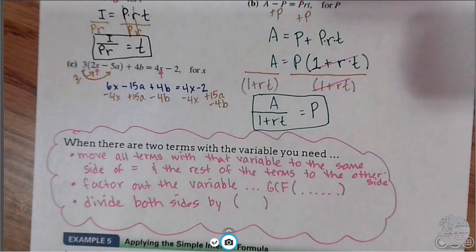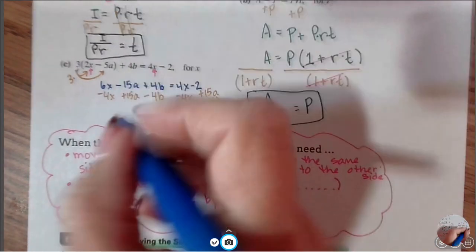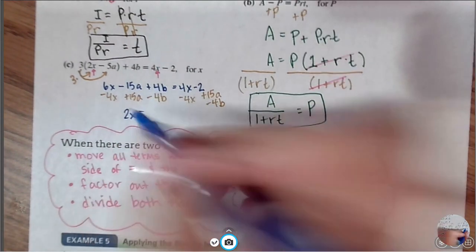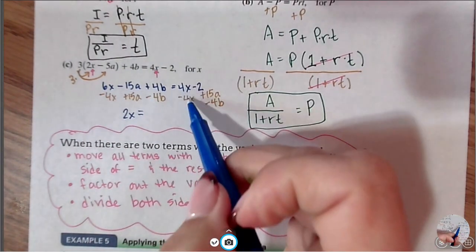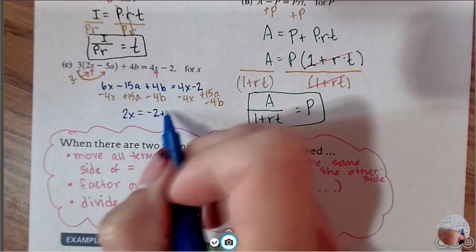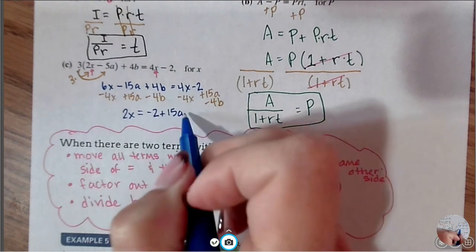Let's see where we're at now. The 6x minus 4x, I get 2x. These terms are gone, so 2x equals 4x minus 4x, that's gone. I have negative 2 plus 15a minus 4b.